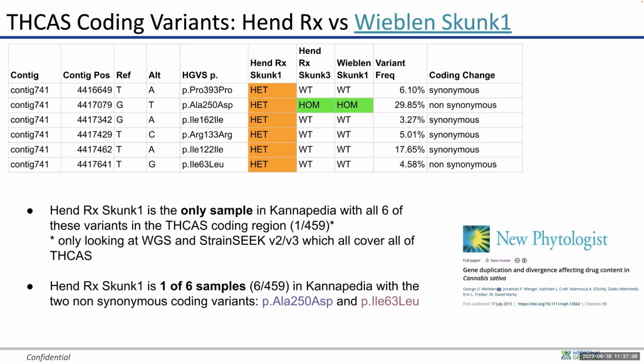So yeah, in the Weiblen Skunk 1 only has 1 of these, and it's homozygous. And the Hendrx Skunk 1 has all 6 and they're heterozygous. So it looks like the Hendrx Skunk 1 and the Weiblen Skunk 1 definitely look different looking at just this THC synthase region.